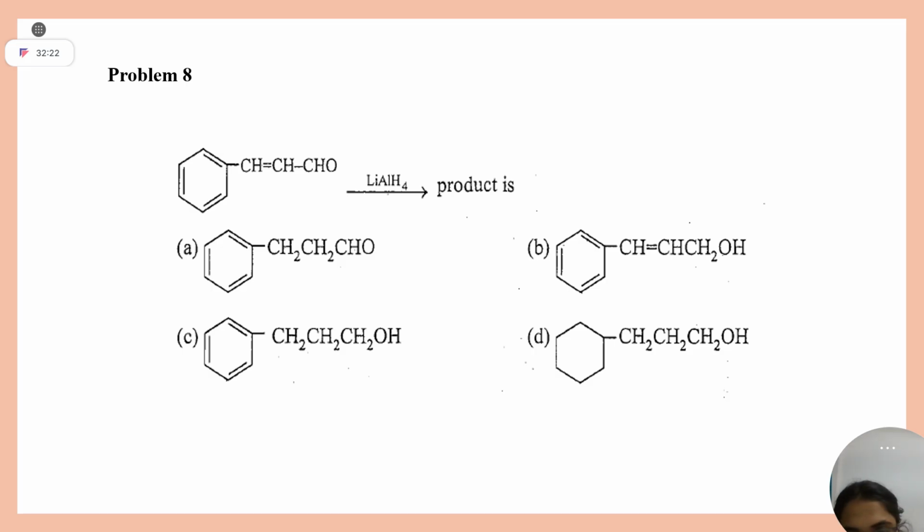Okay. Now we are done with Birch reduction problems. Let's come to hydride based reducing agents. So, what is the role of LiAlH4? It is a reducing agent. Okay, so which option is most appropriate according to you? Just try, no issue if you are wrong. You will learn only, right? Tell me which option looks most appropriate.